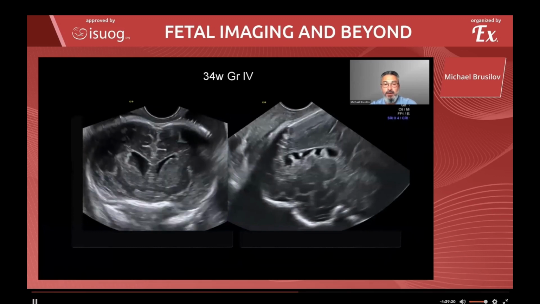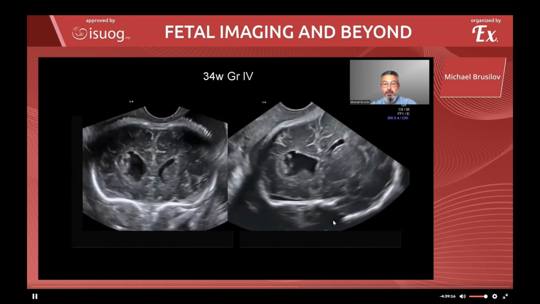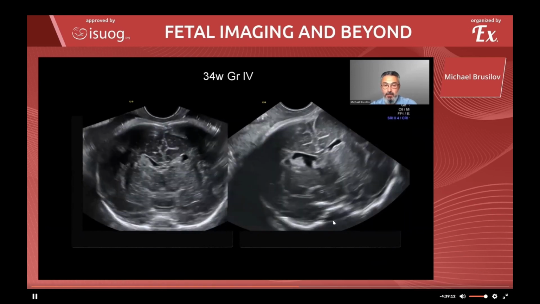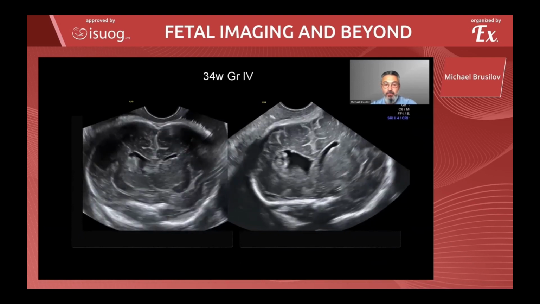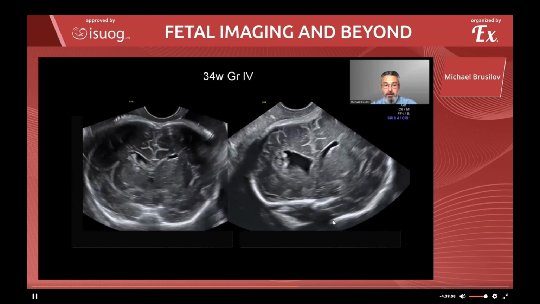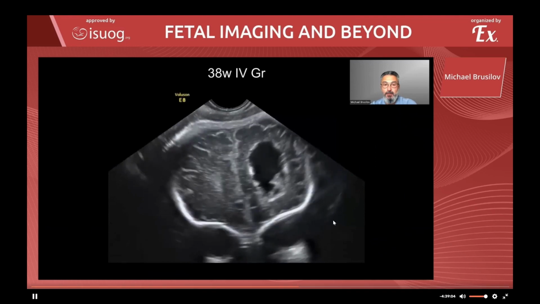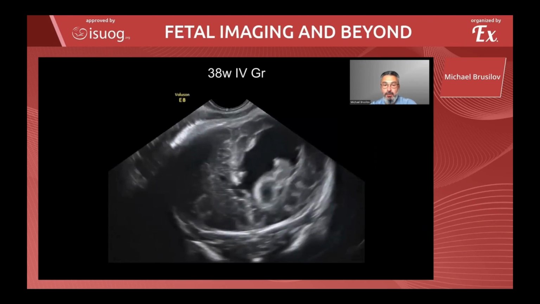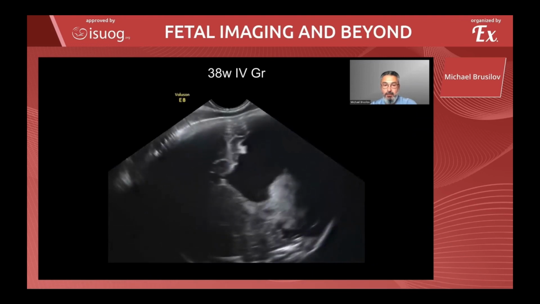One more case, 34 weeks, grade 4, bleeding with clots in the lateral ventricles with destroyed brain parenchyma. 38 weeks, grade 4, severe massive intracranial intraventricular bleeding.